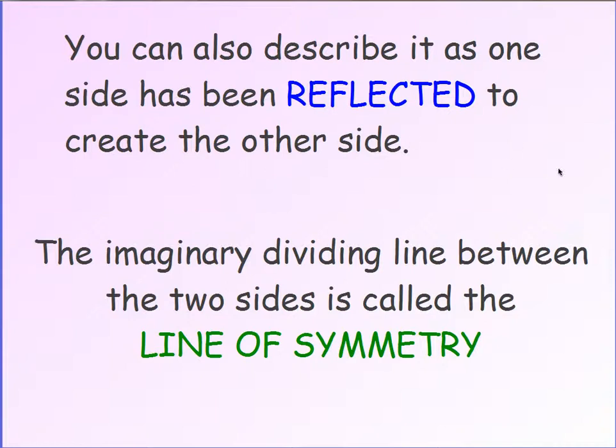Now, it might not be on an axis, but somewhere in the shape, there's a reflection line called a line of symmetry. Line of symmetry is the important vocabulary term for today, and it's the imaginary dividing line between the two reflected sides.